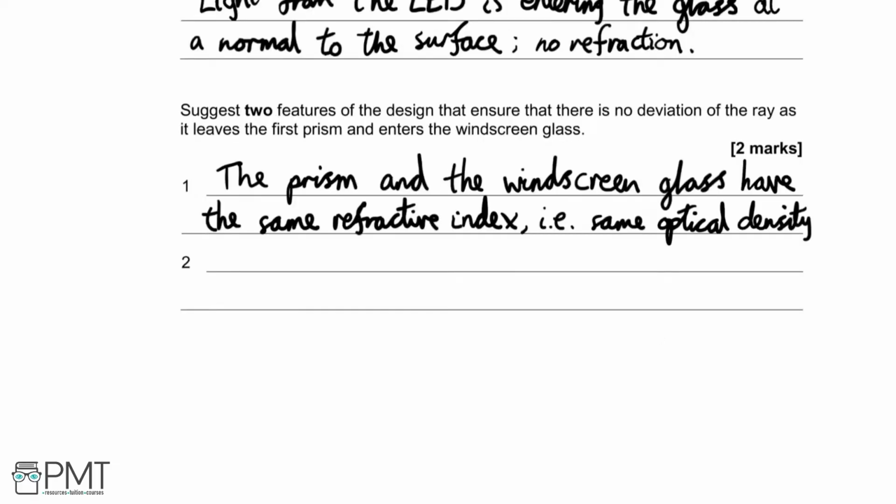If we write down Snell's law underneath, between material 1 and material 2, you'll notice that if we keep the values of n the same, then that means that the values of theta have to be the same as well. So that's why it's important to have that same material.